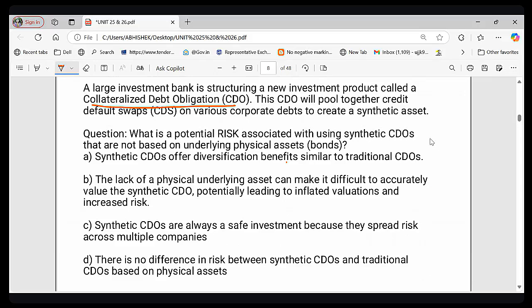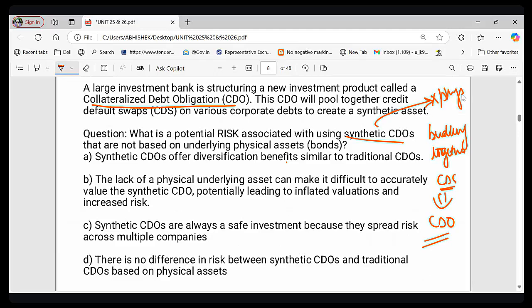So you will create CDO by bundling together many CDS. आप क्या करेंगे कि बहुत सारे क्रेडिट डिफॉल्ट स्वैप को बंडल करेंगे, and this is how you will create CDO, right? So instead of actual loan or bond, you will create CDO. But here is the catch: there are two kinds of CDO, traditional CDO and synthetic CDO. This synthetic CDO doesn't have any physical asset behind it.